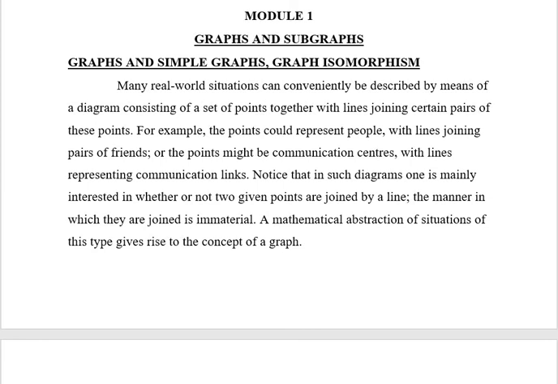Notice that in such diagrams, one is mainly interested in whether or not two given points are joined by a line. The manner in which they are joined is immaterial. A mathematical abstraction of situations of this type gives rise to the concept of a graph. Now we can see how we can define a graph.